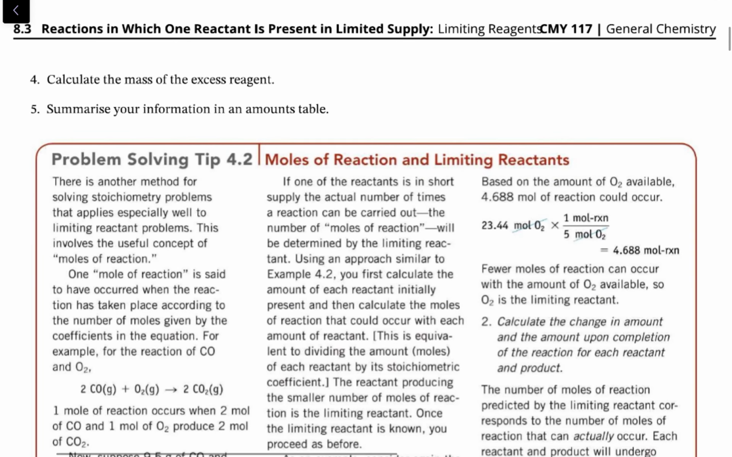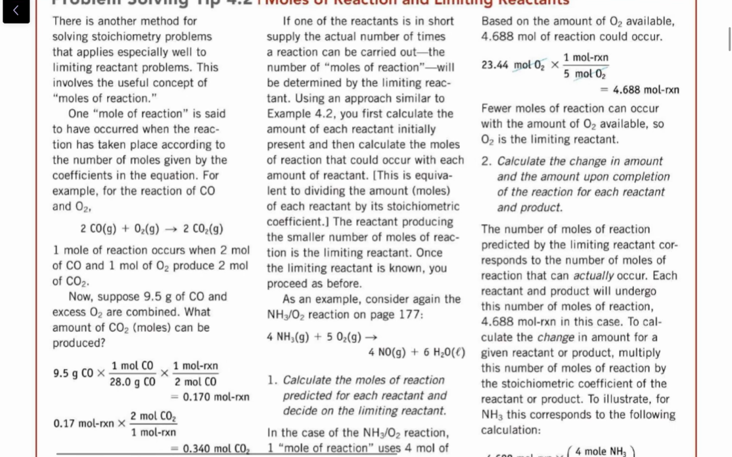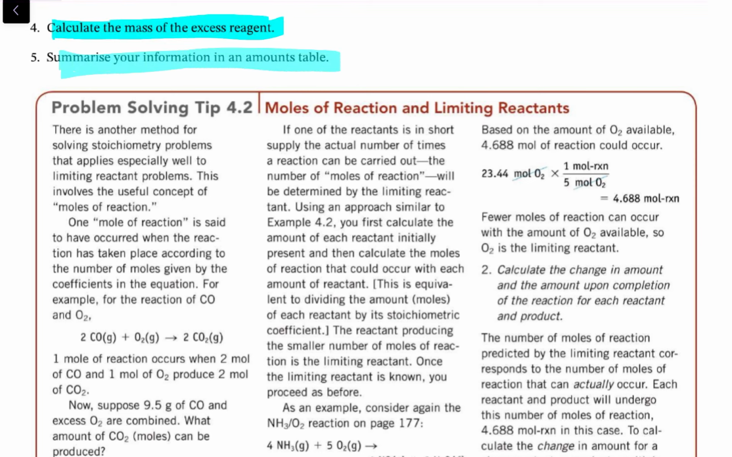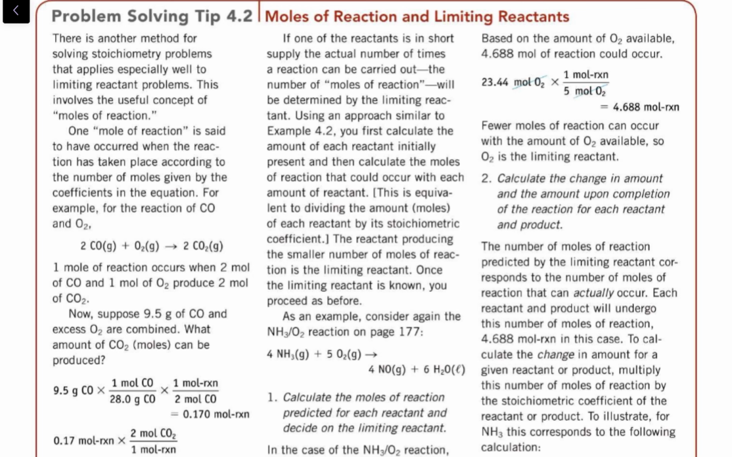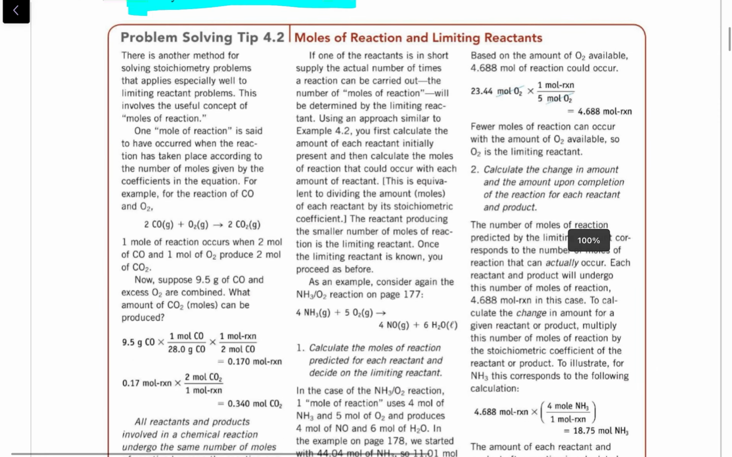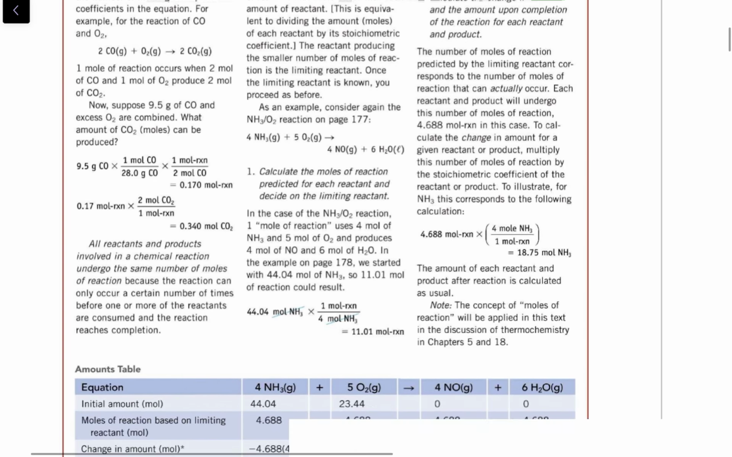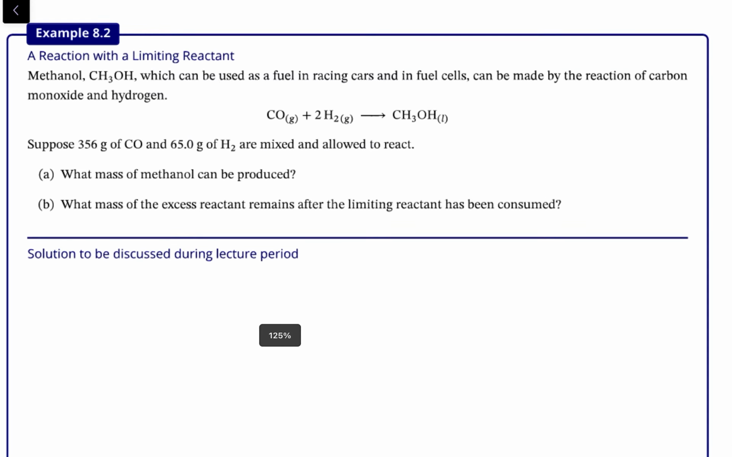Your textbook provides a nice summary here of limiting reagent. Of course, sorry, I just skipped over these points, but it just says you can calculate excess reagent masses, and it says summarize information in an amounts table. But anyway, we'll look at that in the example just below. Your textbook provides a very nice problem-solving tip here. It's just how to look at all the numbers, but that's essentially what we'll do in the example below.